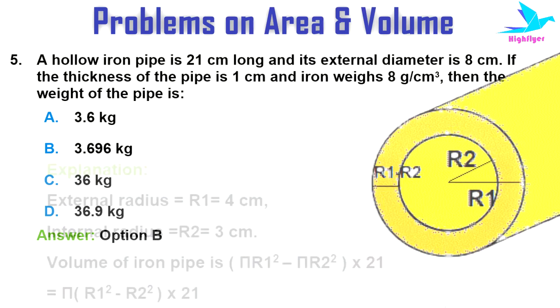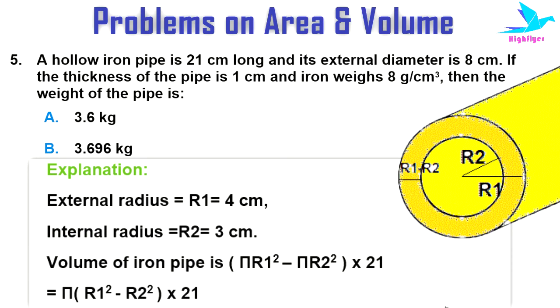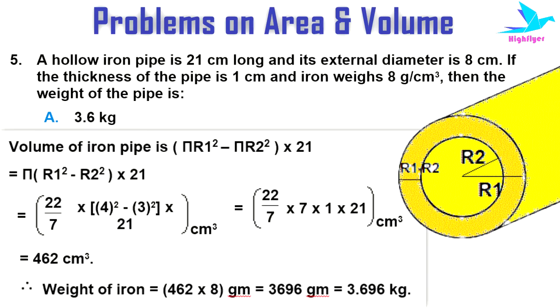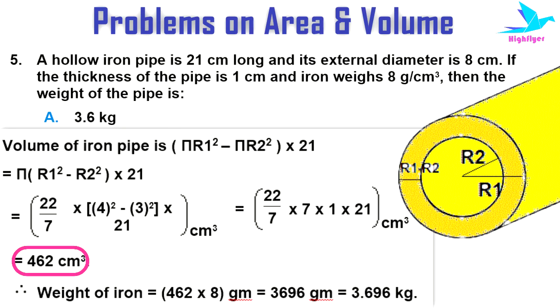Let's see the explanation. External radius of the pipe is R1 equals 4 cm. Internal radius R2 equals 3 cm. So volume of the iron pipe is pi R1 square minus pi R2 square into 21. That is equal to pi (R1 square minus R2 square) into 21. Solving this formula, we are getting answer as 462 centimeter cube. So weight of the iron equals 462 into 8 gram, that is equal to 3696 gram or 3.696 kg.